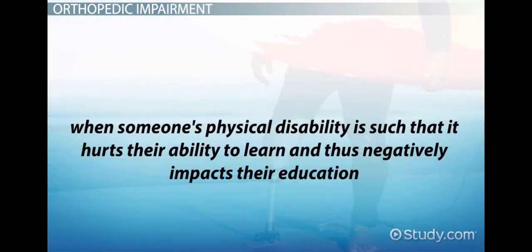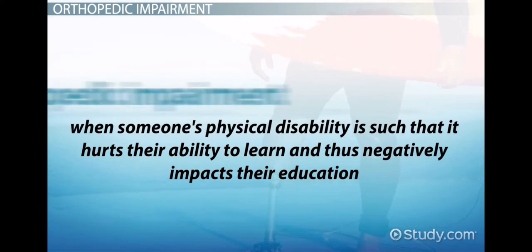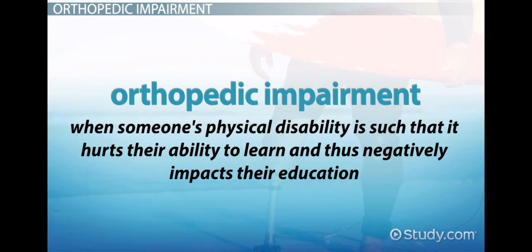When someone's, namely a child's, physical disability is such that it hurts their ability to learn, and thus negatively impacts their education, this is called an orthopedic impairment. Let's take a look at its three main kinds.